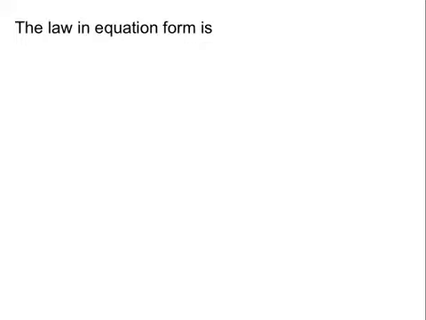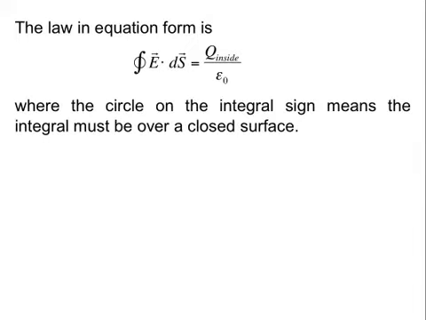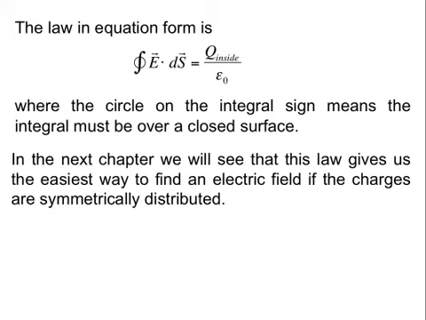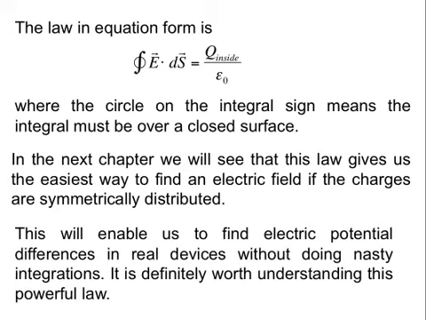The law in equation form is the integral over a closed surface of E dot ds is equal to the charge inside the surface divided by epsilon 0. The circle on the integral sign means the integral must be over a closed surface. In the next chapter, we will see that this law gives us the easiest way to find an electric field if the charges are symmetrically distributed. This will enable us to find electric potential differences in real devices without doing nasty integrations. It is definitely worth understanding this powerful law.